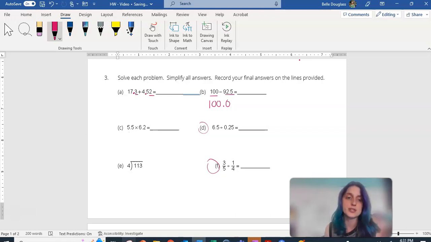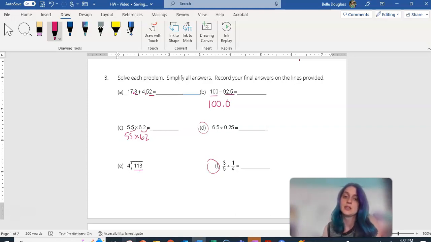When you're multiplying, pretend it's 55 times 62. Multiply that and then put your decimal in 1, 2 spaces. This one you can do no problem. You're going to divide 113 divided by 4. You may or may not have a remainder. You can put it in fraction form or decimal form.